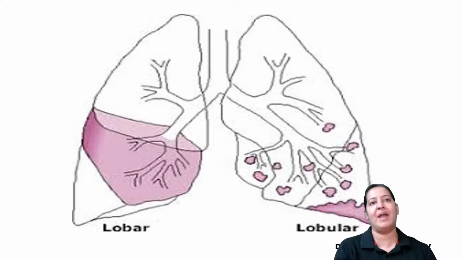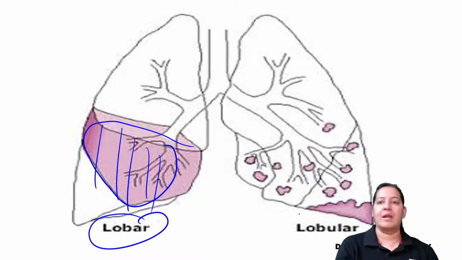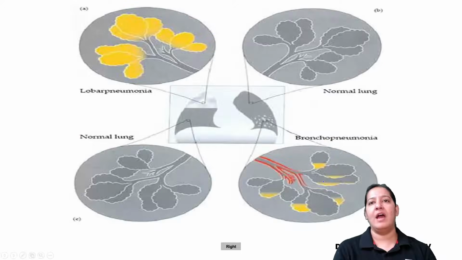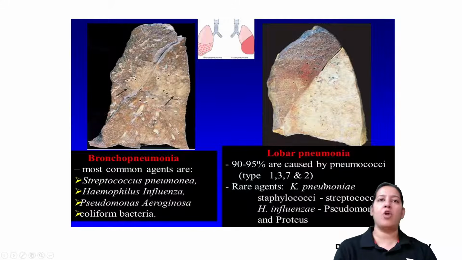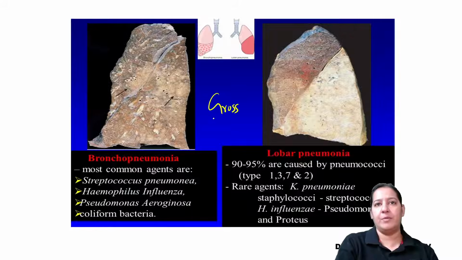Give me a thumbs up. The same diagram. The entire middle lobe is involved, so it is lobar. Here patchy consolidation is there, so it is known as lobular. Have you got it? See the gross. This is the gross. You can appreciate the gross appearance of the two types of pneumonia.